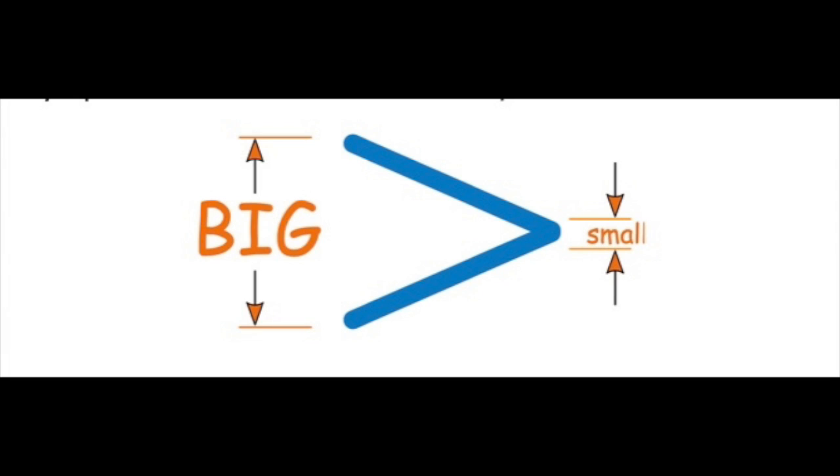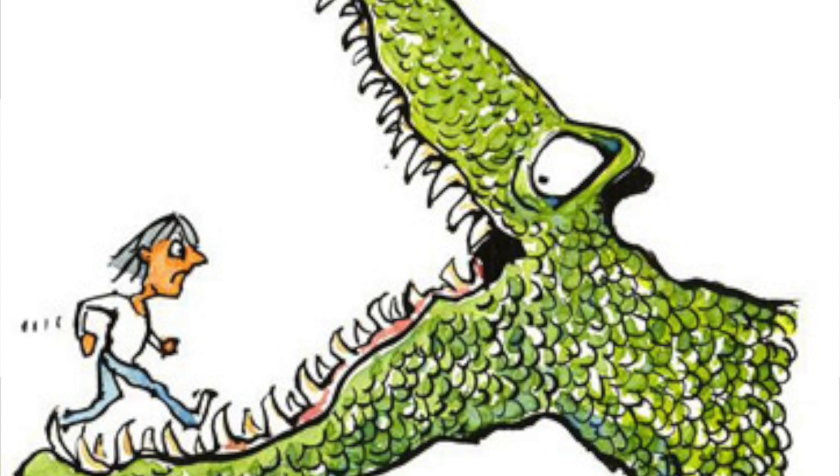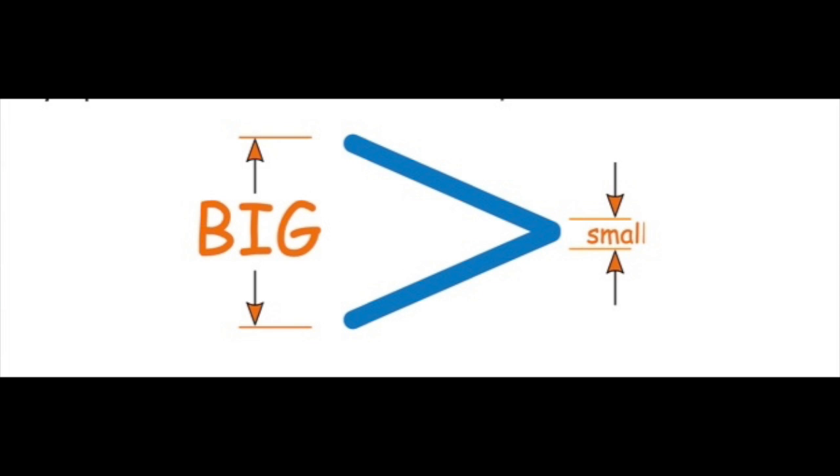Let's get started. The big letters on the left-hand side of the symbol spell the word big, and the small letters to the right spell the word small. This illustration helps us understand that the more than sign is always bigger on the side that eats the bigger number. And it's always smaller on the side that points to the smaller number.